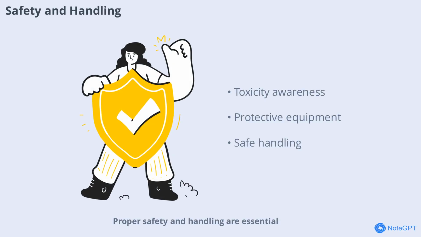Proper safety and handling are essential when working with haloalkanes and haloarenes. Many of these compounds are toxic, flammable, or volatile. Always use appropriate protective equipment, work in well-ventilated areas, and follow safety guidelines. Understanding the risks associated with these chemicals helps prevent accidents and ensures a safe laboratory environment.